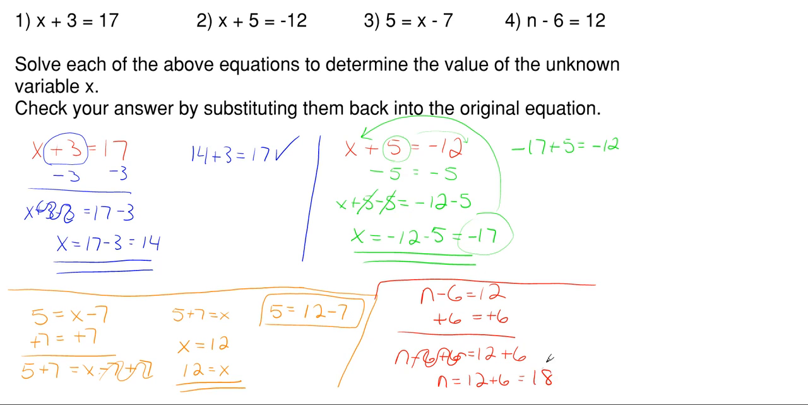So plugging back in the 18 for the n up here, just to double check to make sure that we do get 12, we have 18 minus 6 does in fact give us 12. So we do know that the variable n must be 18 in order for this statement to be true. So it may seem a little time consuming to actually plug in the variables into such simple equations. And even with the first one, you may be able to see it and be like, well, that has to be 14, adding 3 to it equals 17.